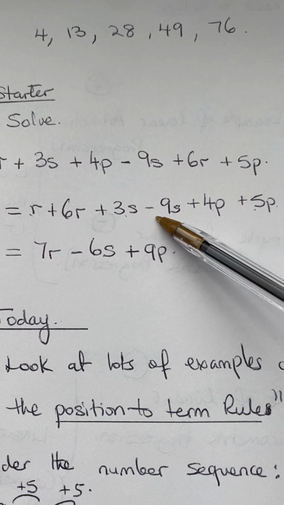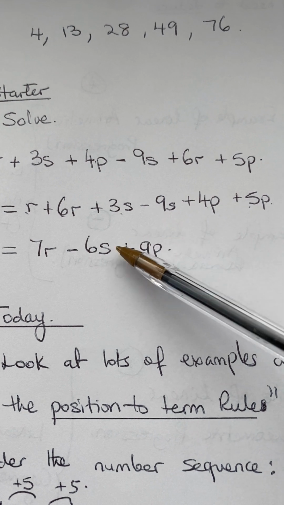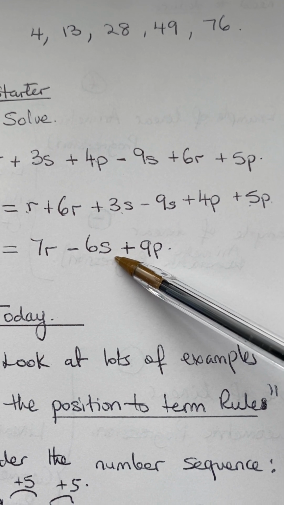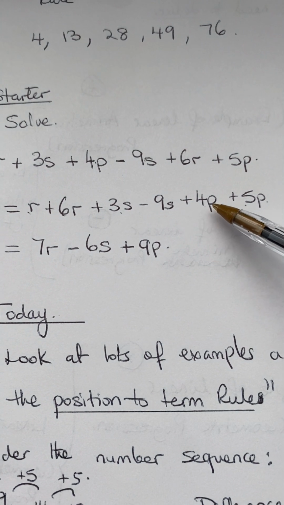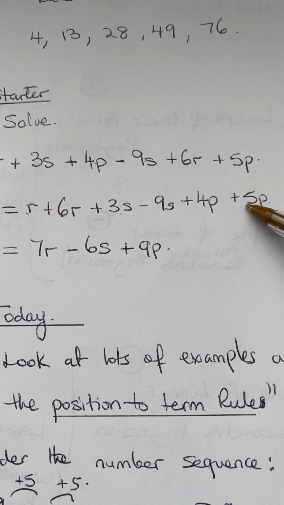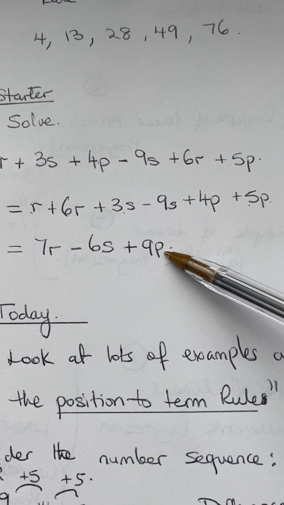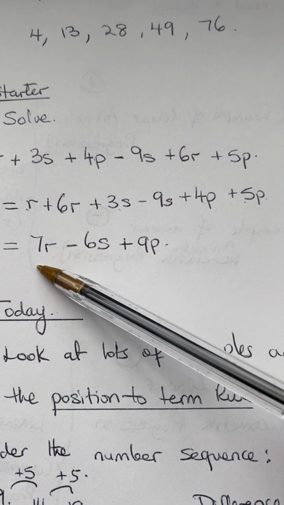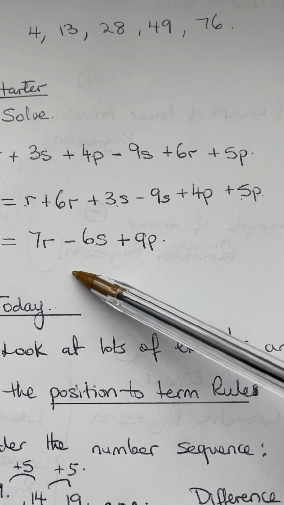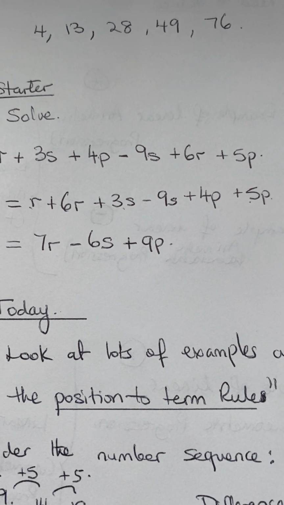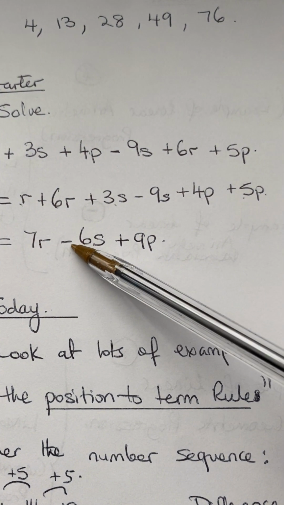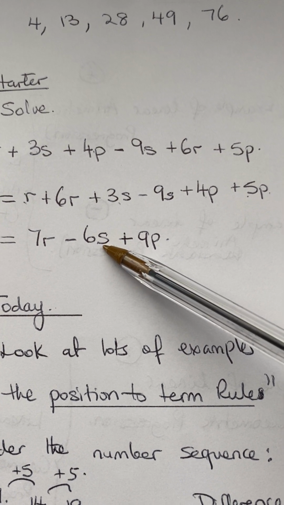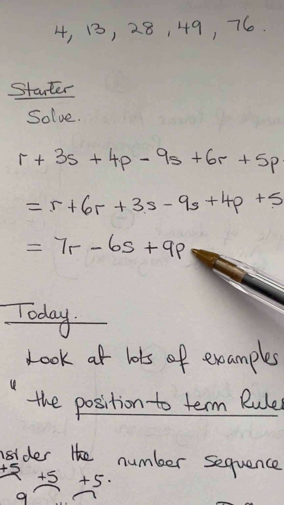3x minus 9x will be minus 6x. Plus 4p plus 5p will be 9p. They don't have any common factor here, so that will be an answer. So 7r minus 6x plus 9p.